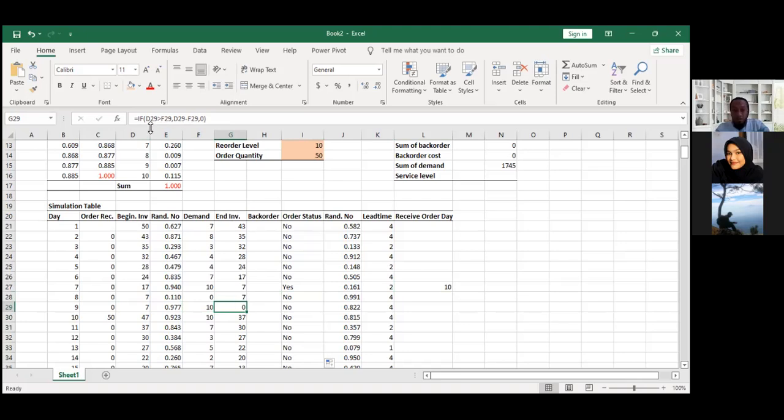Here, the formula is: if negative, we avoid it. If negative, we consider it as 0. If not negative, then we can subtract the demand from the beginning inventory. So here we got 0. Even though the ending inventory is 0, less than the reorder level, since previously we already ordered and still haven't received the order, we cannot order. So the order status is still no.